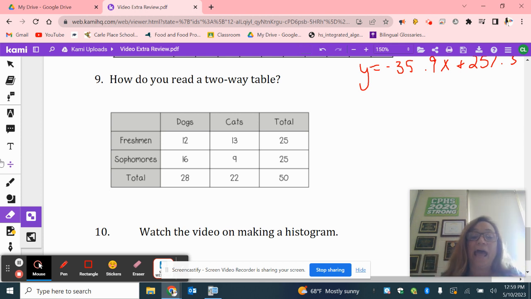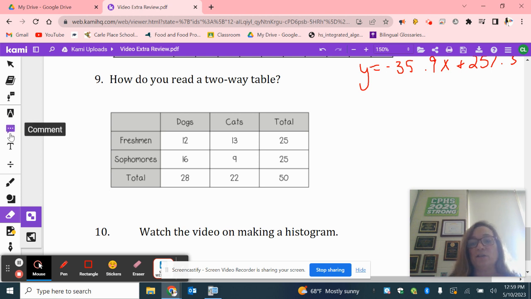So if I said, how many sophomores are there? That's 25 sophomores. What is that as a frequency or a relative frequency? Sorry, would be 25 out of 50, or 50% of the people are sophomores. Okay, just make sure you know how to read it.